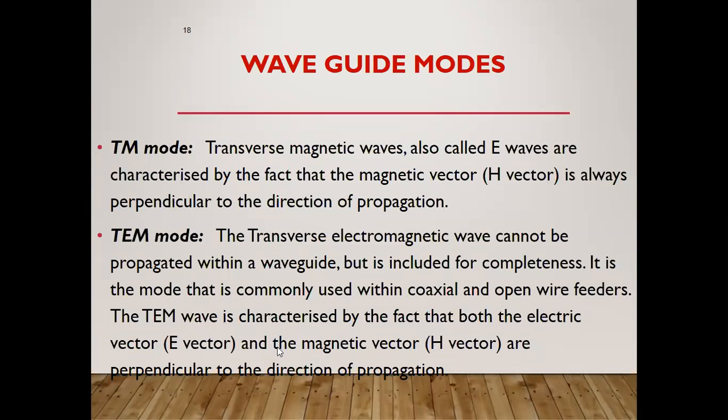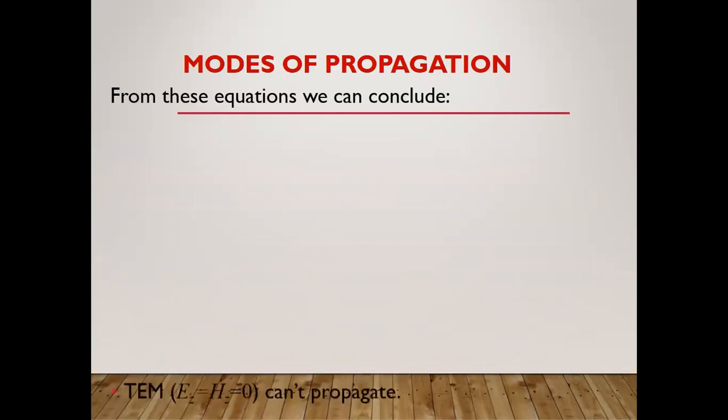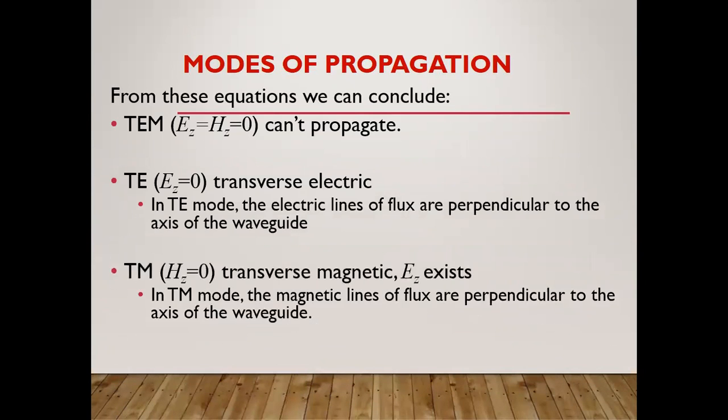In short, both the vectors can give the information, that is the electric E vector as well as the H vector. We already know they are perpendicular to each other and they are propagating in a particular direction. So in this way, how can we find the mode of propagation?